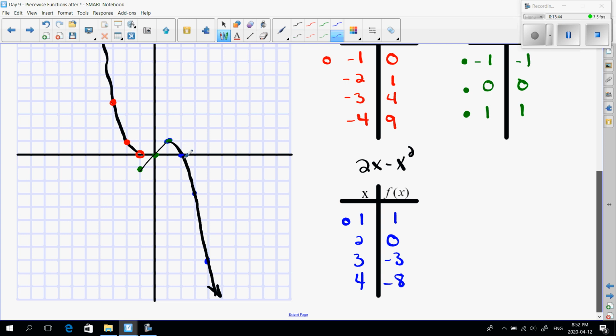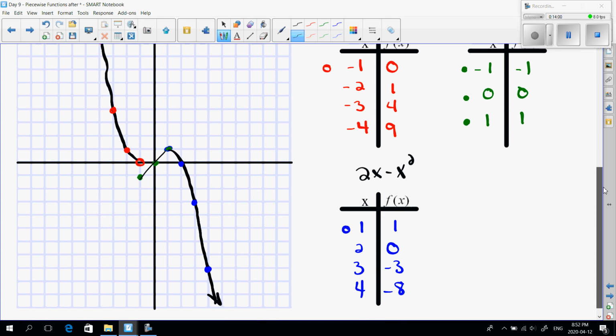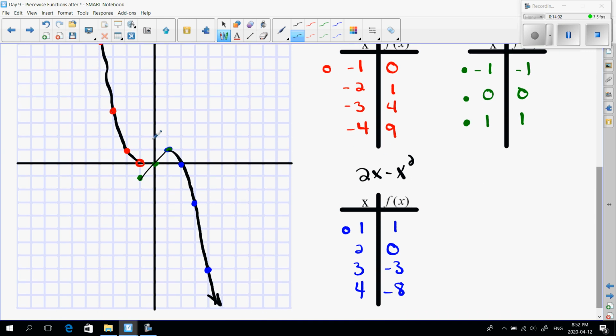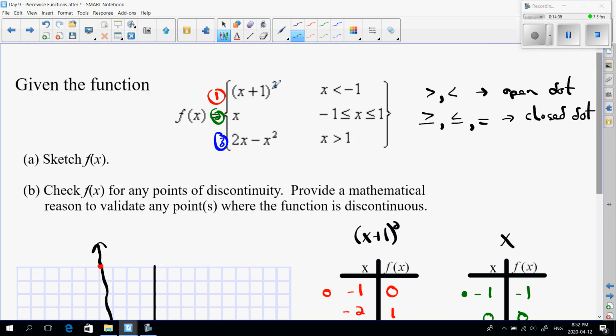I'll highlight these dots again. Okay. Even though this dot is open on this portion of the curve, 1, 1 is filled in on this green portion of the curve, so it would remain filled in. That is what your piecewise function would look like. Okay, a quadratic section, a linear section, and a quadratic section. How do I know that? Second degree, first degree, second degree.